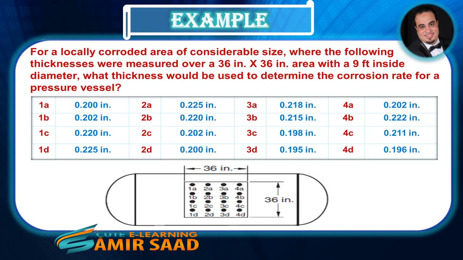Example: for a locally corroded area of considerable size, where the following thicknesses were measured over a 36-inch x 36-inch area with a 9 feet inside diameter, what thickness would be used to determine the corrosion rate for a pressure vessel, as per the data given in the table below?